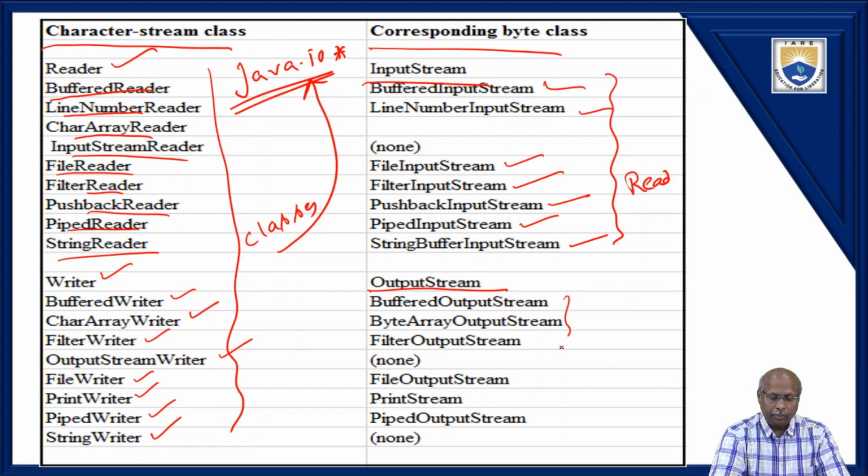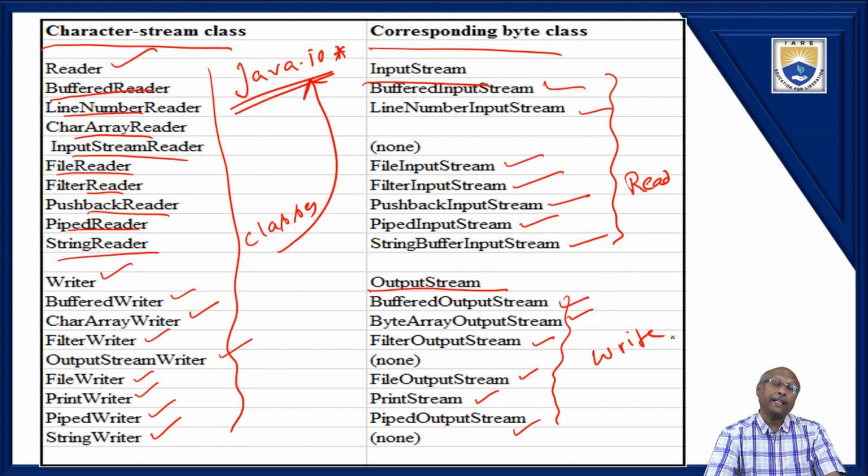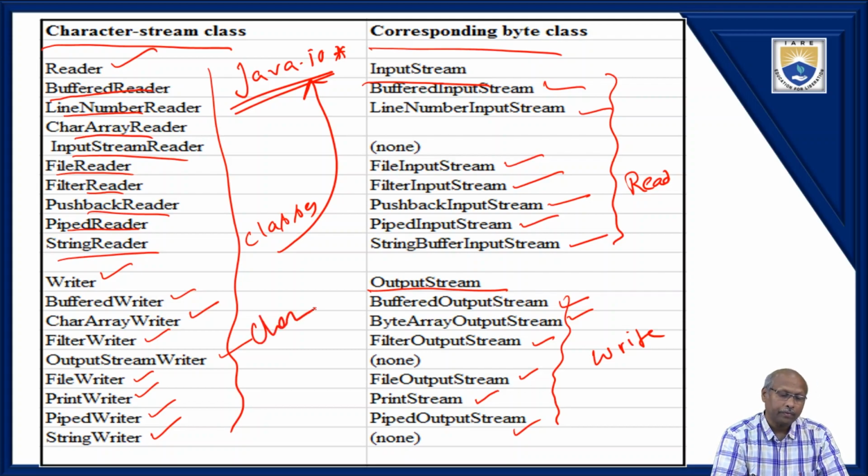Similarly, under OutputStream also many classes are there: BufferedOutputStream, ByteArrayOutputStream, FilterOutputStream, FileOutputStream, PrintOutputStream, PipedOutputStream. These are for writing purpose, but they will write in byte format, whereas these classes will write in character format. Fine. So now you have seen the important classes of the IO package, some related to byte stream and some related to character stream.